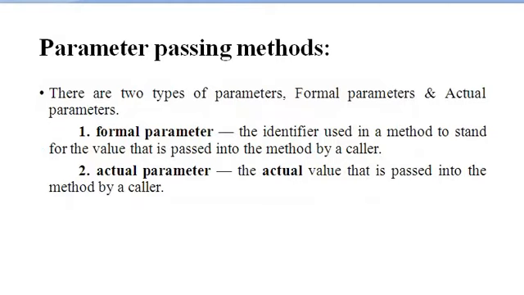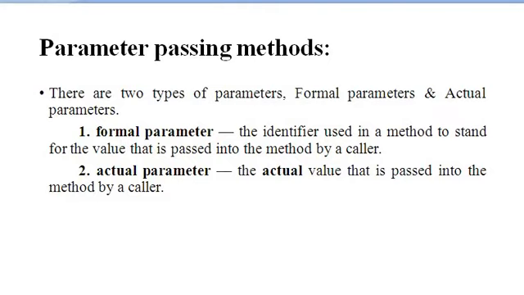Next is parameter passing methods. So there are two types of parameters, formal parameters and actual parameters. According to these parameters, the common parameter passing methods are used. The identifier used in a method to stand for the value that is passed into the method by a caller is known as a formal parameter, while the actual value that is passed into the method by a caller is an actual parameter.